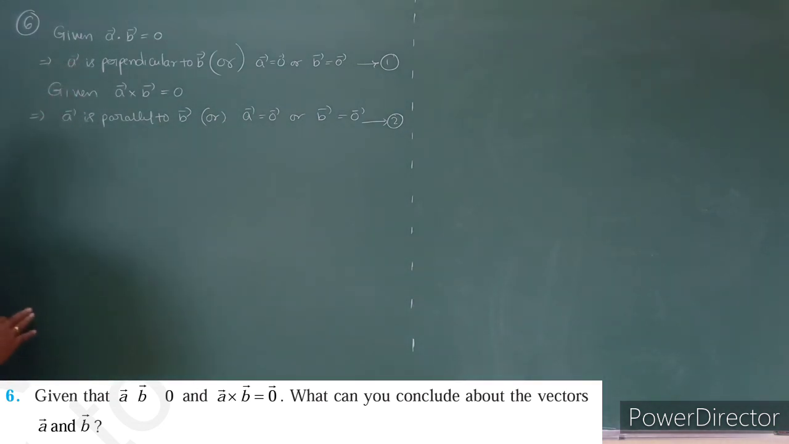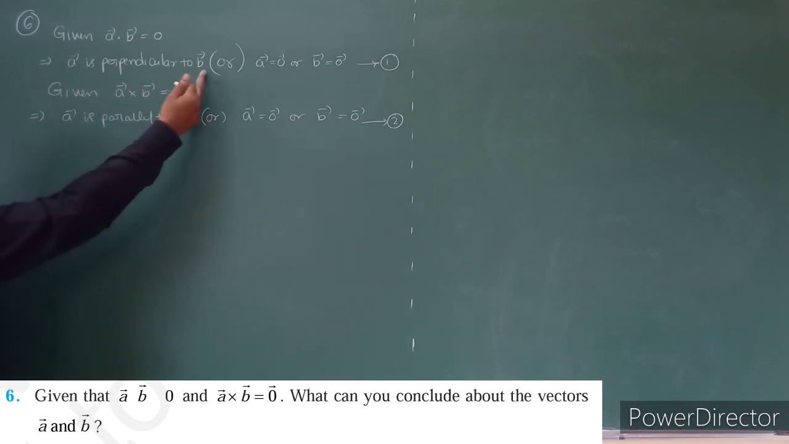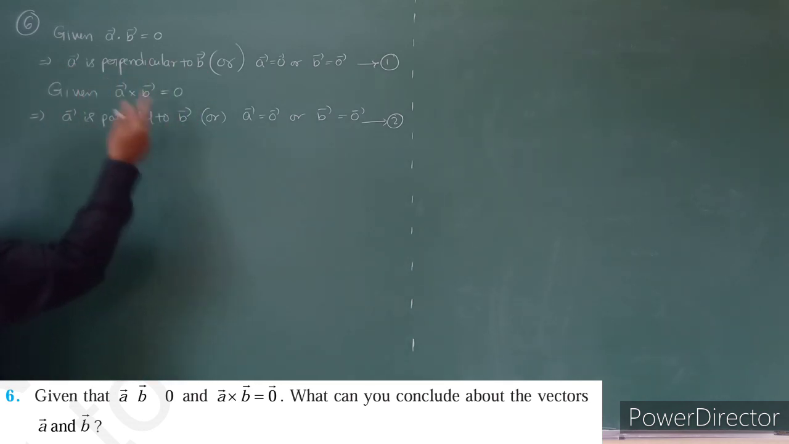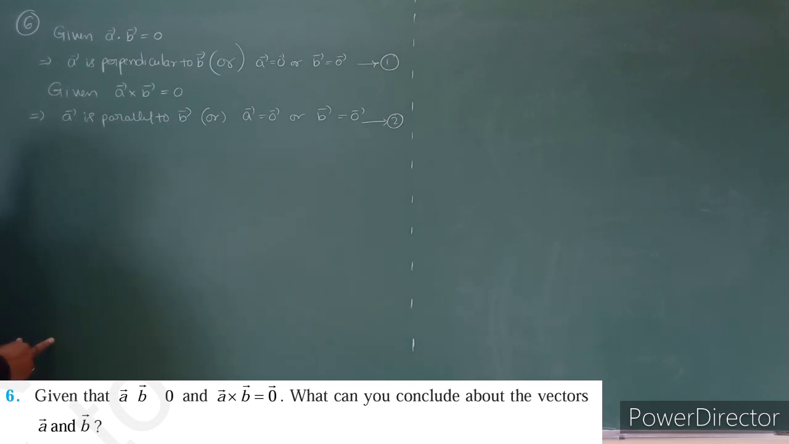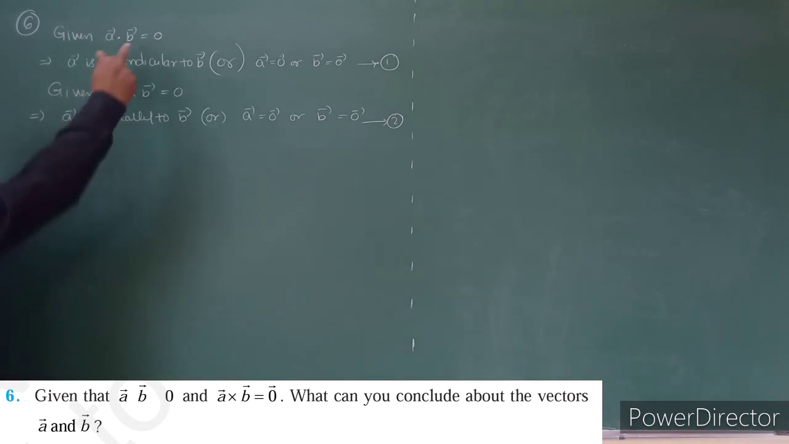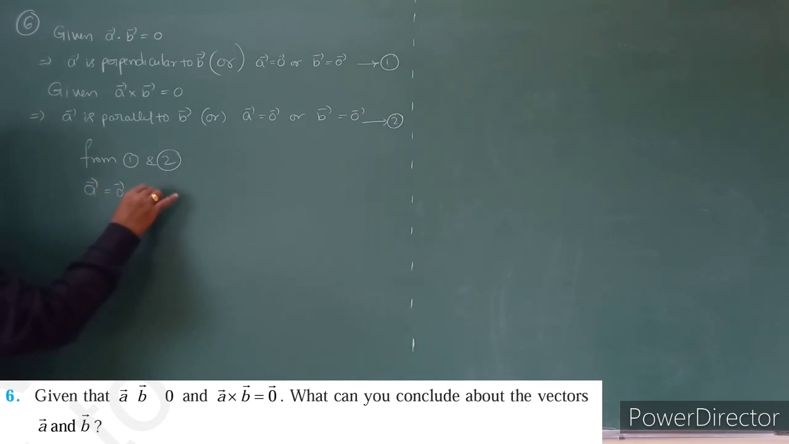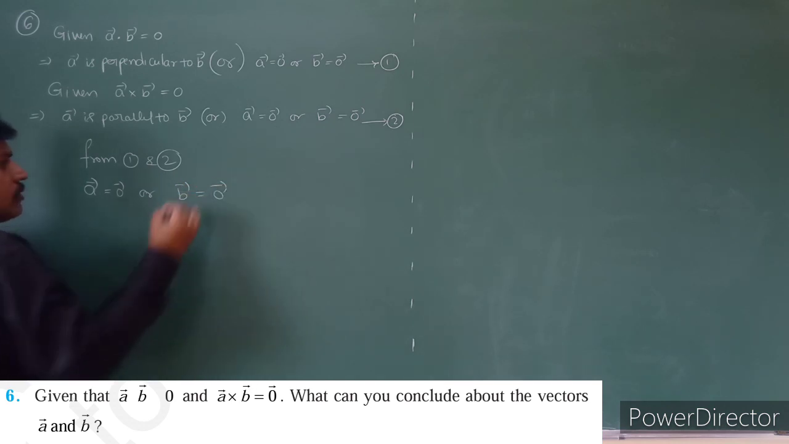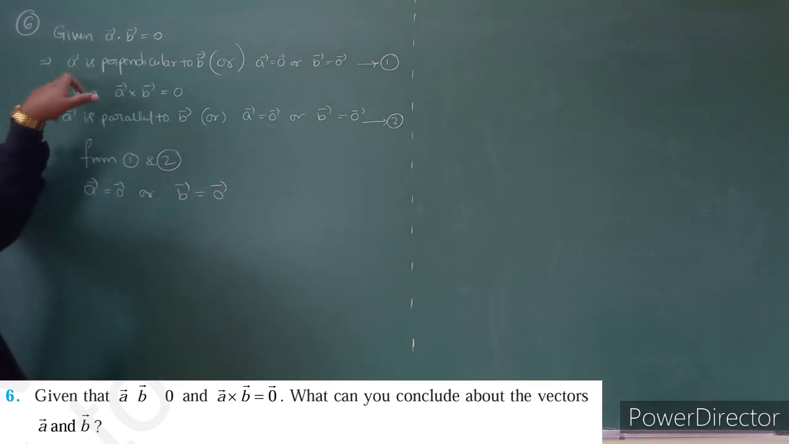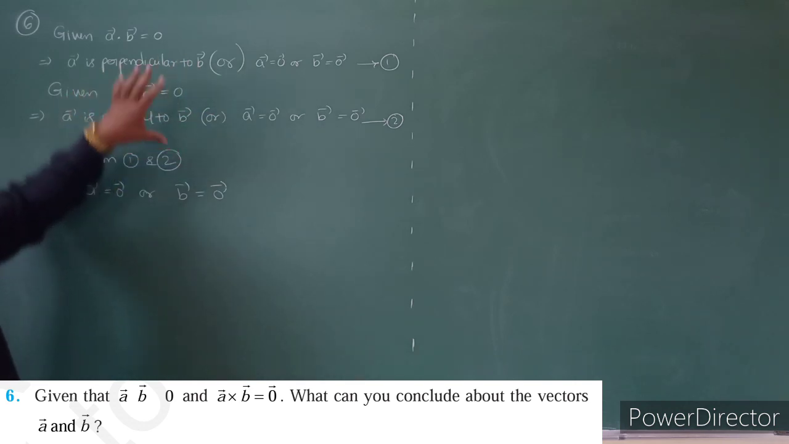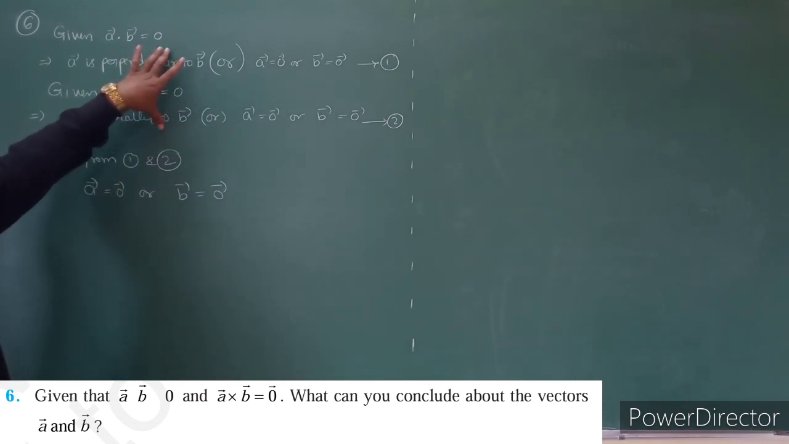So A is perpendicular to B bar and A bar is parallel to B bar. It is not possible at the same time, yes or no? A is perpendicular to B bar, A is parallel to B bar. So it is not possible. What is the common term here from 1 and 2? What can we declare from 1 and 2? A bar is equal to 0 bar, or B bar is equal to 0 bar. Why? Because A perpendicular to B bar and A parallel to B bar, these two conditions are not possible simultaneously.